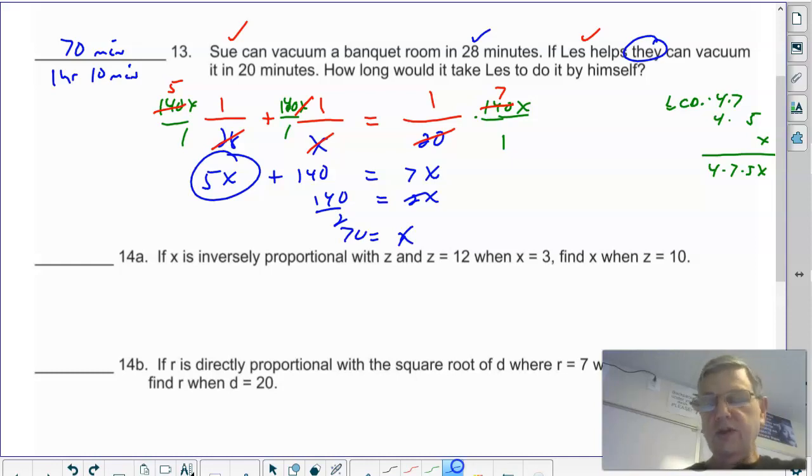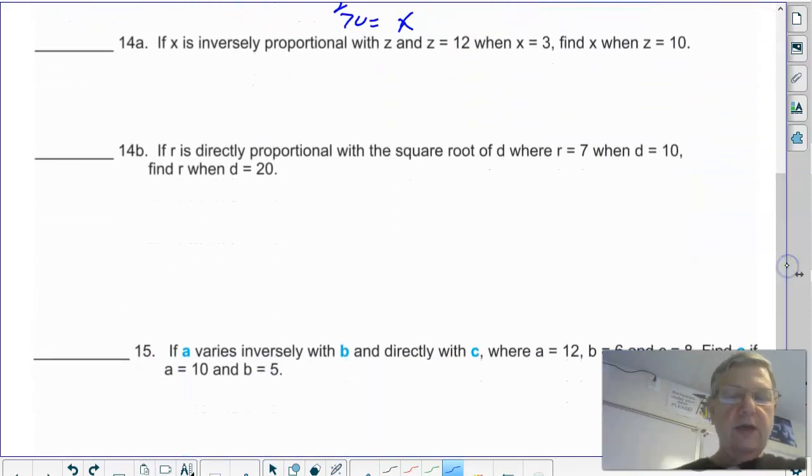And so always the work formula: filling up pipes, filling up tanks, how many people typing, that kind of work situation, that's the formula. All right, the last few things, inverse and direct proportion. Hey, you've got to have these proportions in your brain.